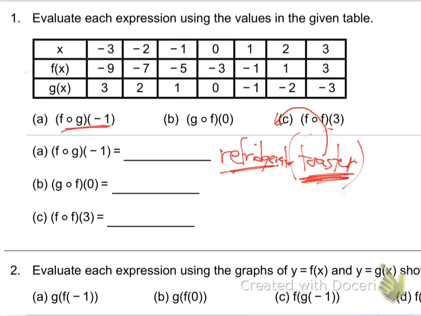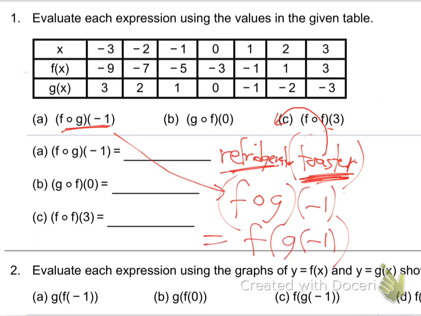So when they give me f of g of negative 1, notice how I said that first off. That circle in the middle, that floating O thing, you read that "of." What it means is g inside of f. This is just weird notation, this little floating circle thing. It means the g's inside the f. The toaster's in the refrigerator. That's what it means. g of negative 1 inside of f. All these little floating O things mean the right one is inside the left one.